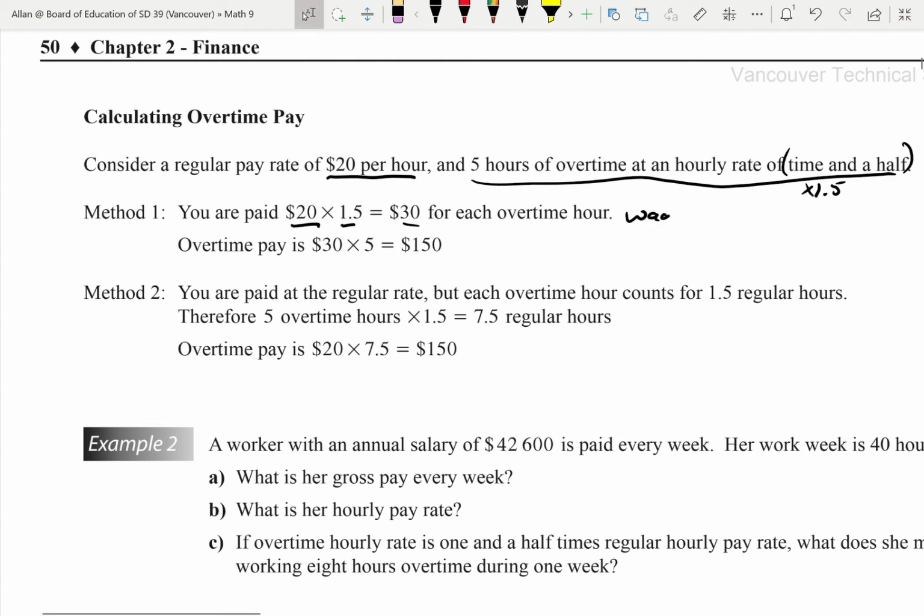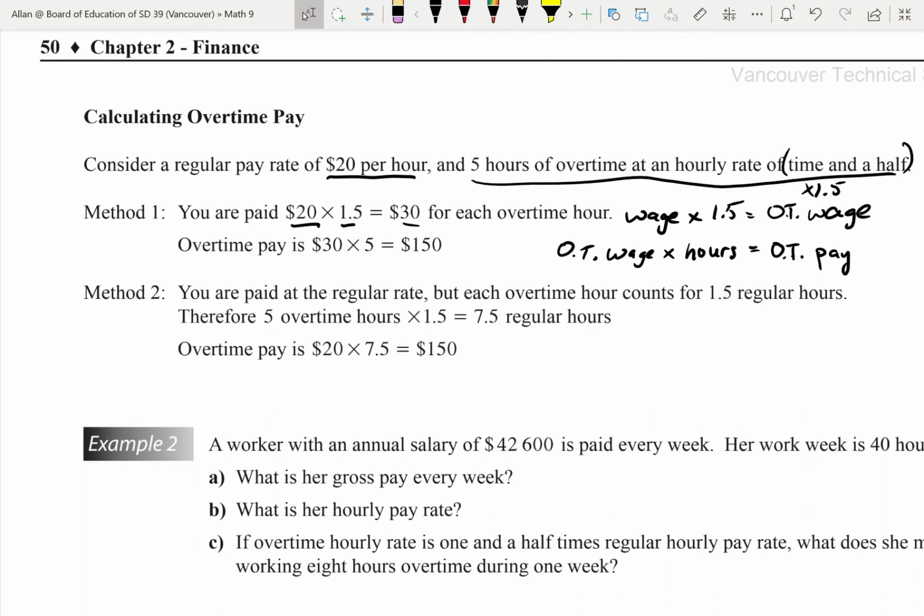They do wage times 1.5 to give overtime wage, or I'll just put OT wage. And once they find that out, they multiply it by the number of hours to give your overtime pay, which I'll just call OT pay.